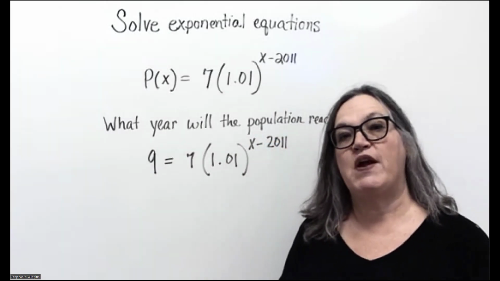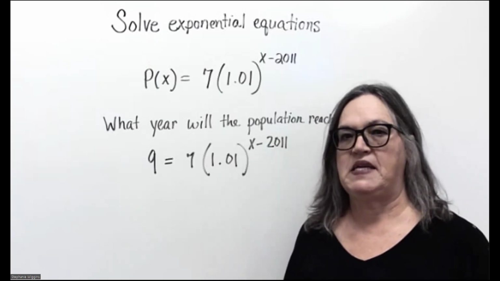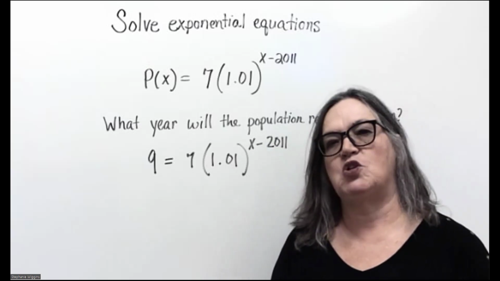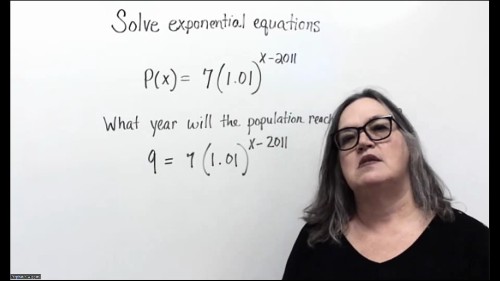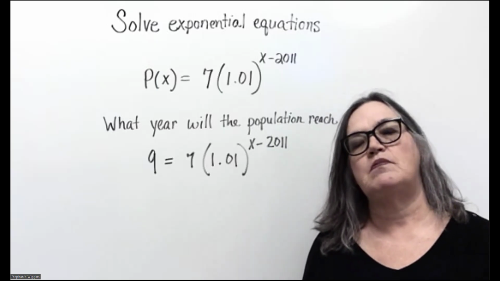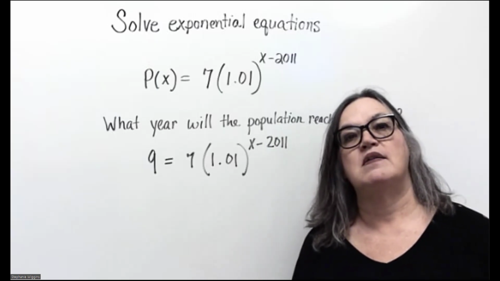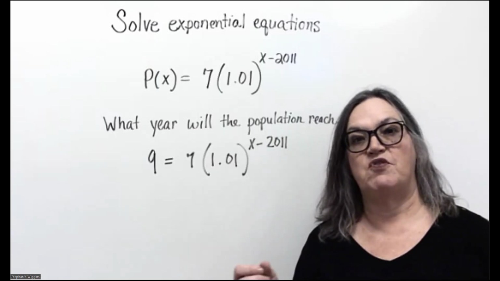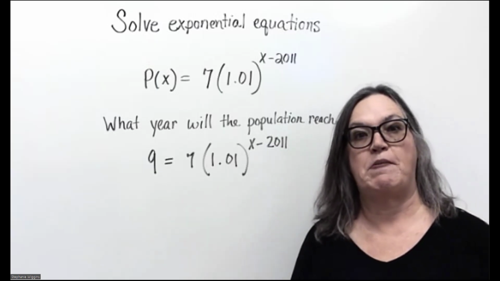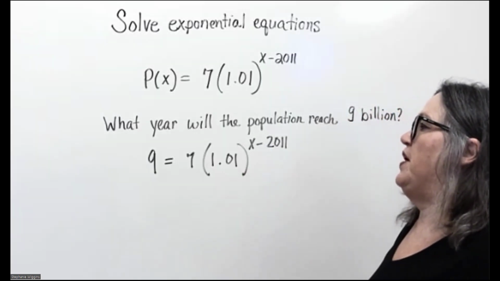Why? Because the variable that we want to solve for is in the exponent, and that's what makes it an exponential equation. The trick to solving an exponential equation is to take the log of both sides. The reason we do that is because logs allow you to take whatever's in the exponent out front. Remember that property? So that's what we're going to do here.